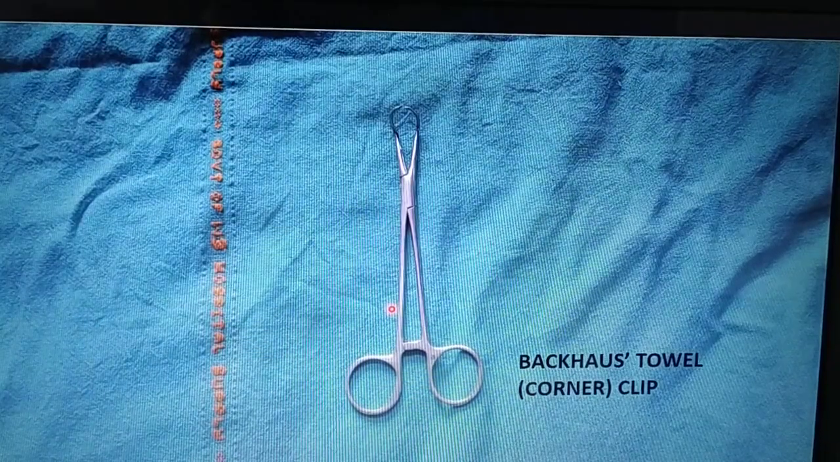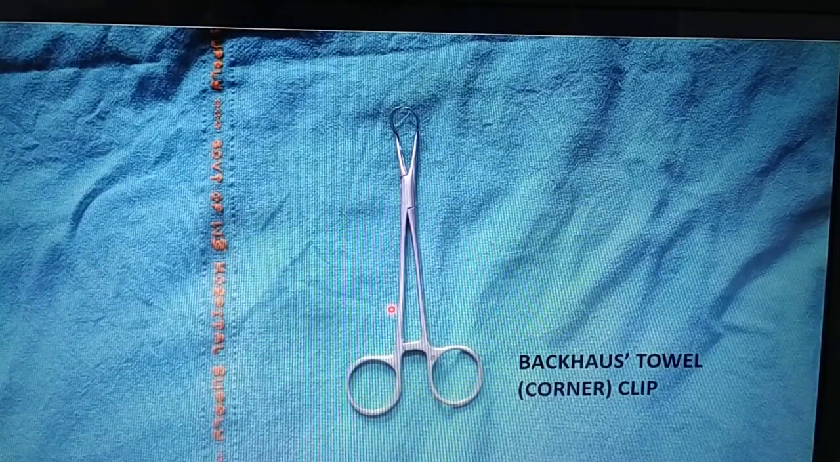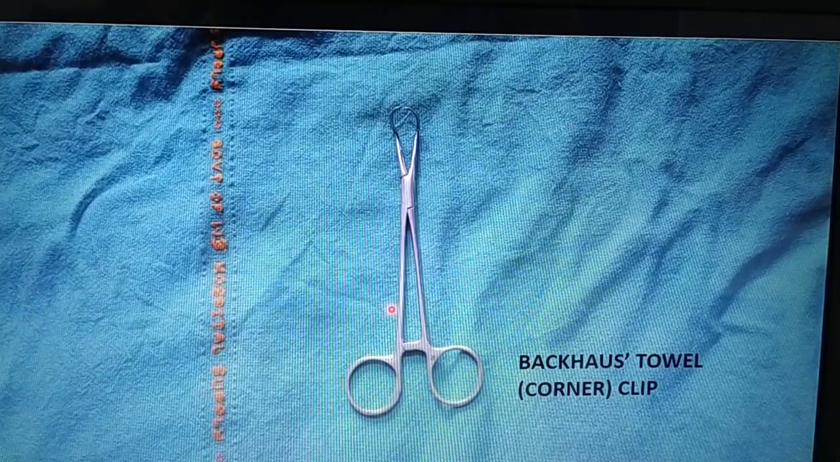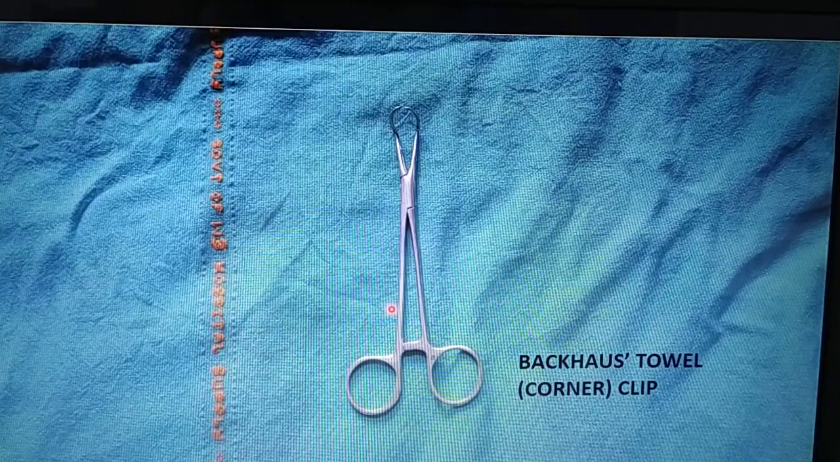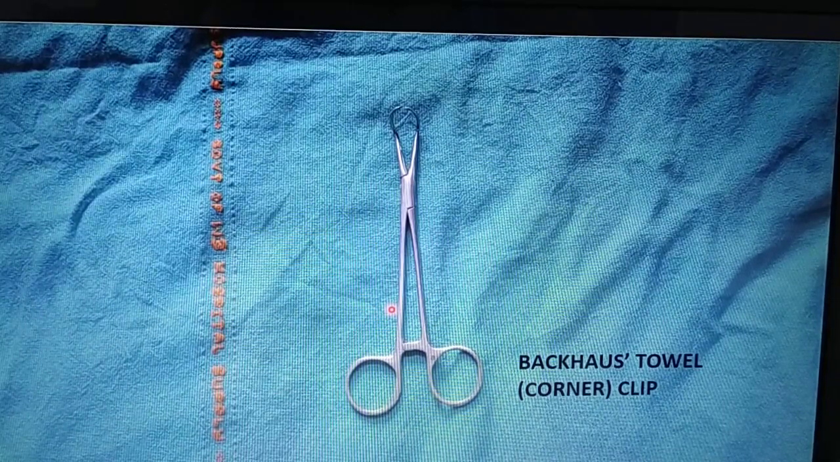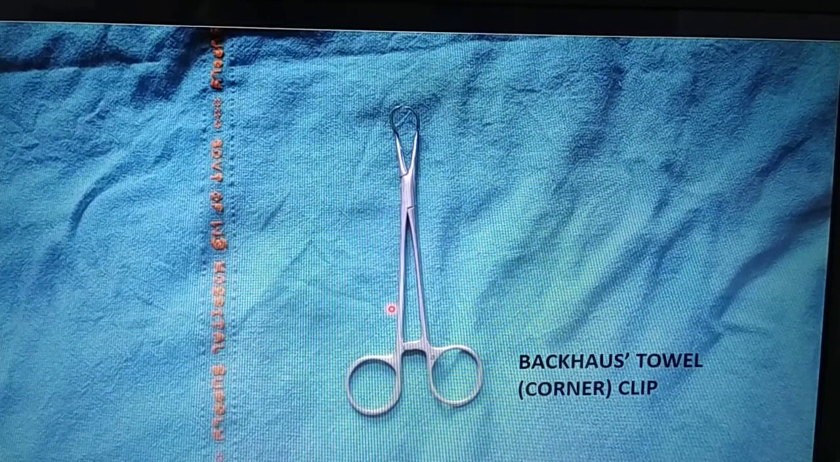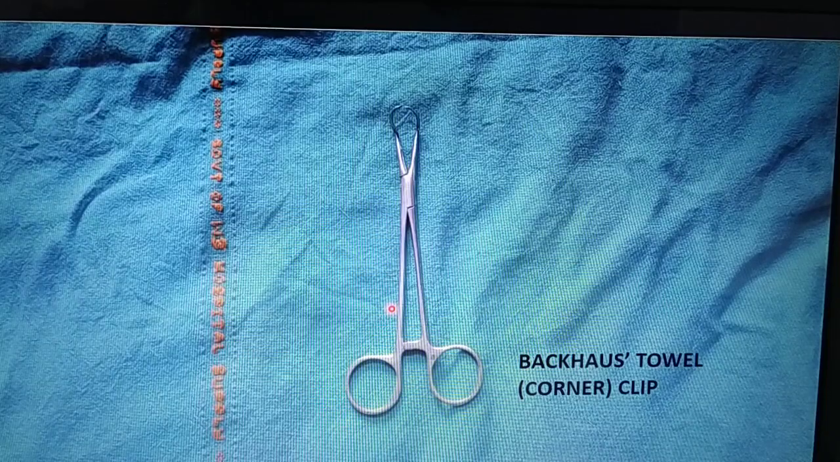It may be used as a tongue holding forceps. It may be used as a cord holding forceps. It may be used for holding the ribs during elevating a flail segment of chest. Sterilization of this instrument is done by autoclaving. So this is Bacchus towel corner clip.